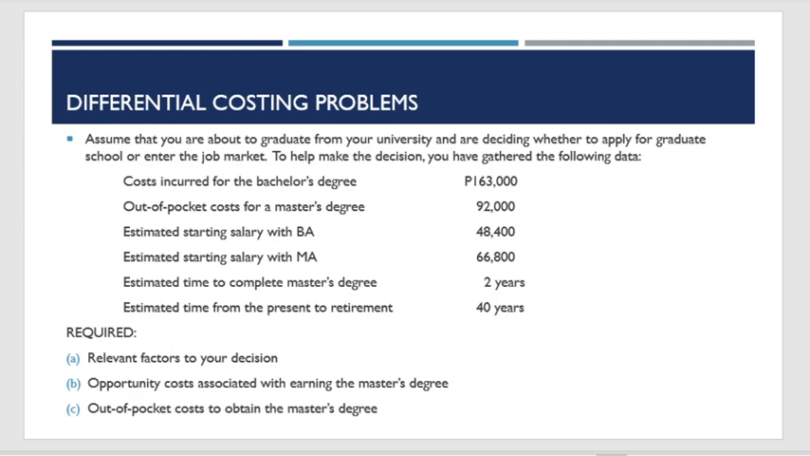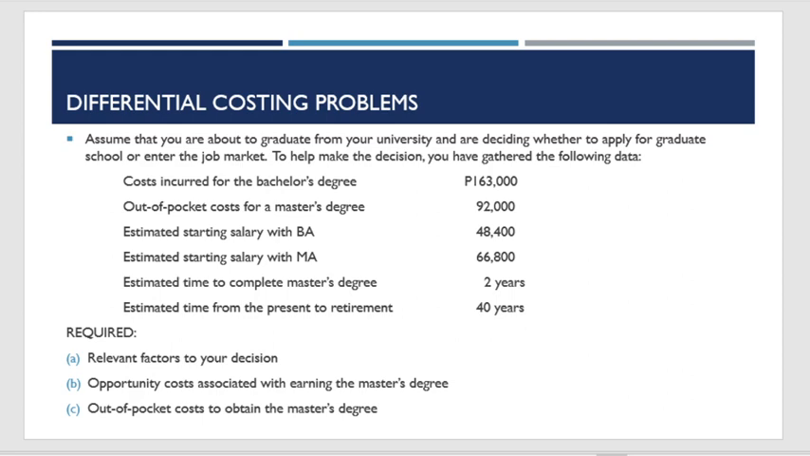Next is estimated starting salary with a bachelor's degree. So kung pinili mo na magtrabaho na, ito yung sweldo mo. Kapag pinili mo namang mag-masters at nakapagtapos ka ng masters, ito naman daw yung sweldo mo. So what is the relevant cost here? For estimated salaries, yung difference nila, 66,800 minus 48,400 is the relevant factor or relevant cost in your decision.